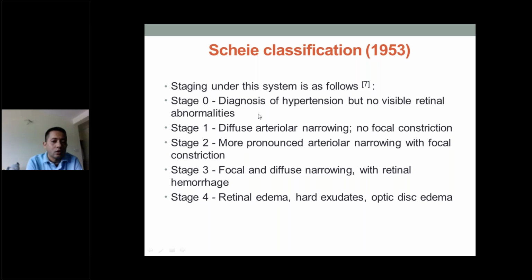Stage 0 is no changes. In stage 1, you have diffuse arterial narrowing, as we talked about. This is due to autoregulation leading to focal spasm, with diffuse arterial narrowing and no focal constriction. In stage 2, you have more pronounced arterial narrowing with focal areas of constriction. In stage 3, you have focal and diffuse narrowing with retinal hemorrhages. And stage 4 is the last stage, where you have retinal edema, hard exudates, and optic disc edema.